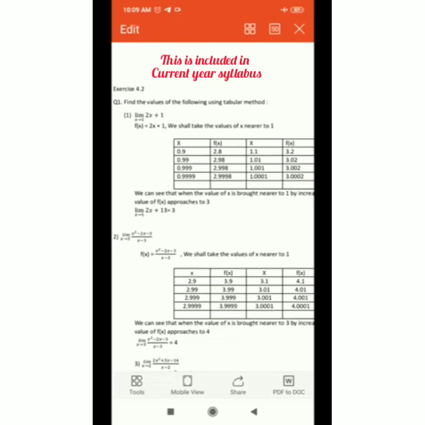Good morning, students. Today we'll be starting with exercise 4.2, the tabular method of calculating limits. Now this particular method is not in your syllabus, so this entire exercise is not to be done in your fair notebook. It is just for your understanding. We'll start with the first question, finding the values of the following using the tabular method.